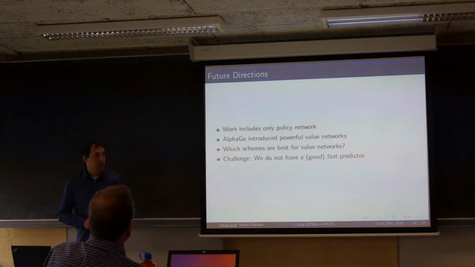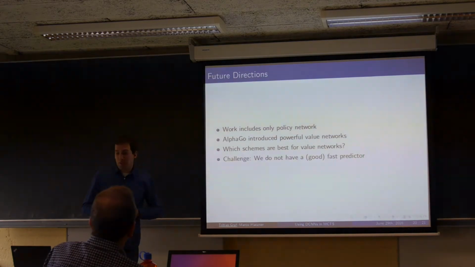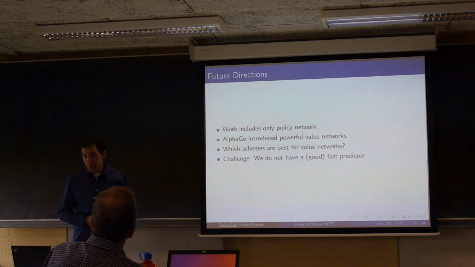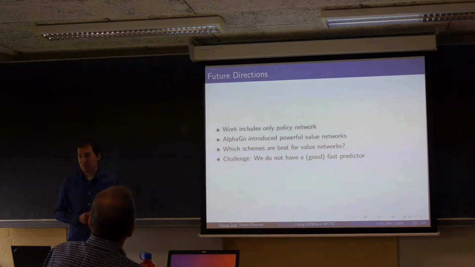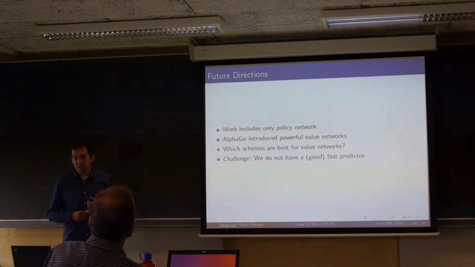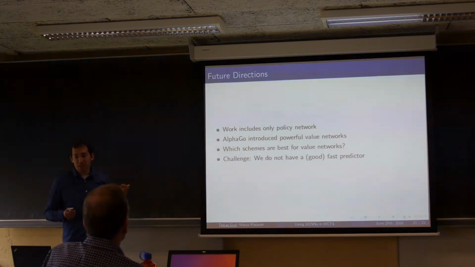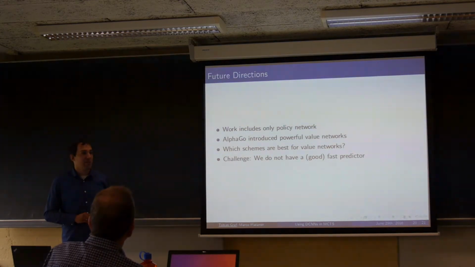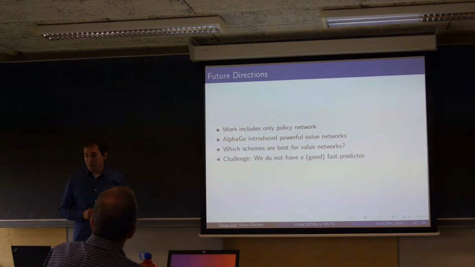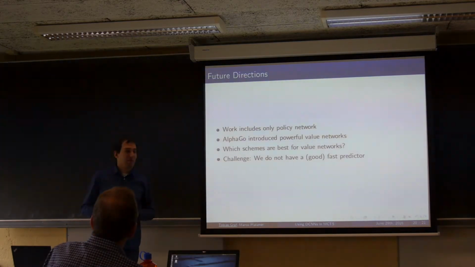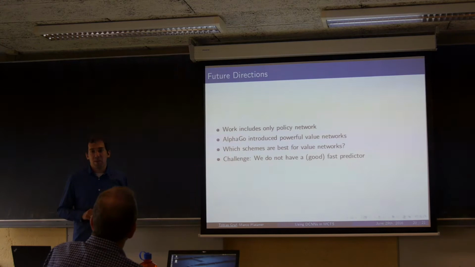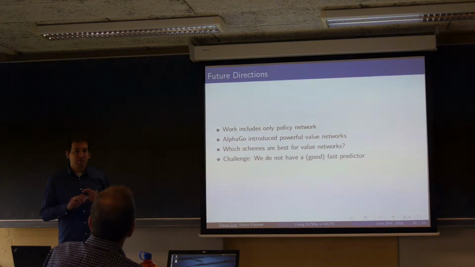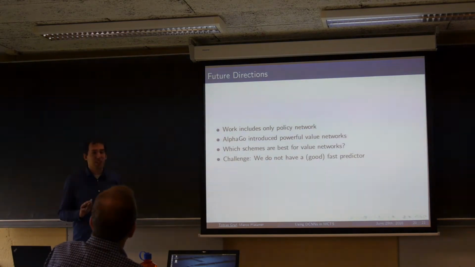Future directions include: we only used policy networks here, and AlphaGo, during the writing of the paper, introduced these powerful value networks. The question is what schemes are best for these value networks. The big challenge there is that we do not have a good fast predictor. So one way might be to fiddle around with the selection formula.